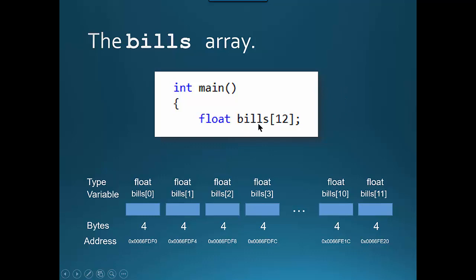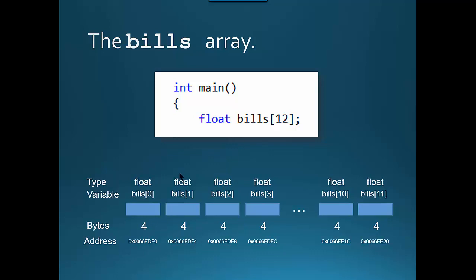Let's look at this example here where we have our array of bills. So in main, we're declaring this float array of bills. And what that will look like in memory is, floats take 4 bytes of memory. So, given the location where this array starts, which, just notionally we could say was at this memory address, every subsequent element will be 4 bytes off from the previous element.